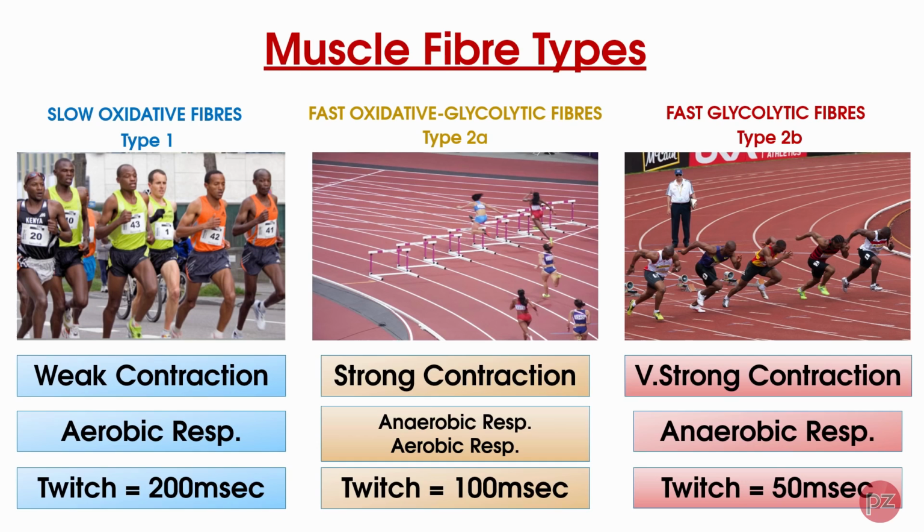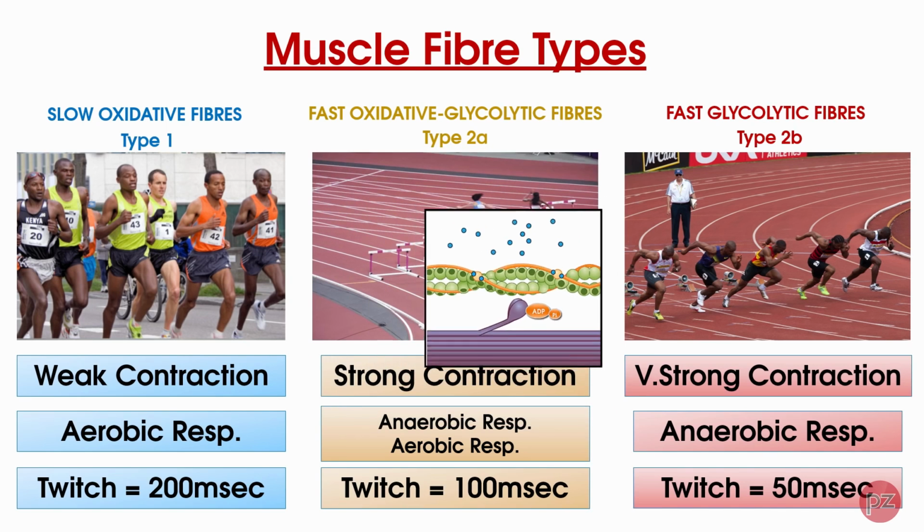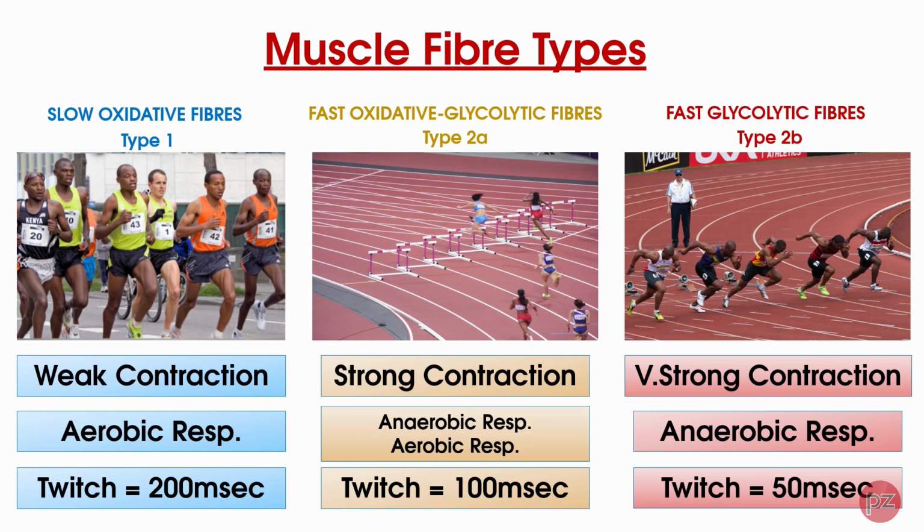The speed of the twitch is the reason for their name, so slow and fast. And the speed is directly correlated with the enzyme ATPase, which is responsible for hydrolyzing the ATP on the myosin heads to ADP and an inorganic phosphate, which, as you remember, is required for forming the cross bridges with actin. The speed at which this ATPase enzyme works to do this is where its name is from. So in fast glycolytic fibers, the ATPase rapidly hydrolyzes the ATP to ADP and an inorganic phosphate.